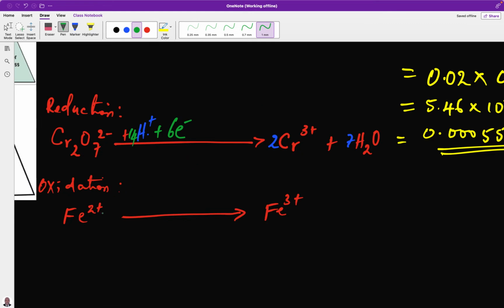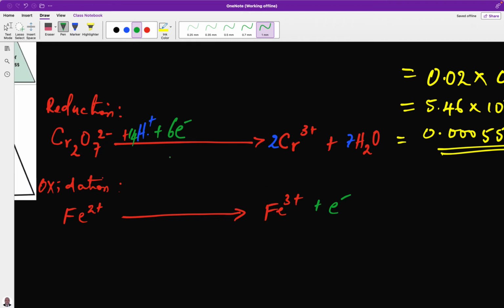Now here, what do we do? The charge is plus 2 on this side and plus 3 on the other. So to balance the plus 2 and plus 3, we add an electron on the right, and now everything is okay. But how can we cancel out these electrons? We need to multiply the equations by factors that will cancel out the electrons.